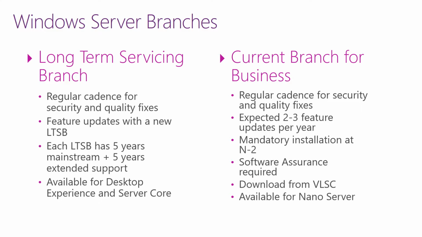There are the same regular updates for security and quality fixes, but the feature updates are made much more regularly, perhaps 2 or 3 times a year, and a customer must be no more than 2 versions behind. Software assurance is required for this branch, and the customer can download the current branch for business software at any time from the Volume Licensing Service Center. This is the branch that is available if a customer opts for the Nano Server installation option, a new option for Windows Server 2016, which allows a customer to optimize their servers by installing a very small Windows Server image and then adding just the roles they need. This is often called the Just Enough OS model.